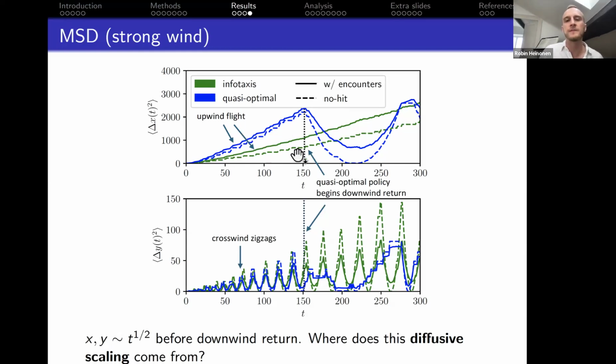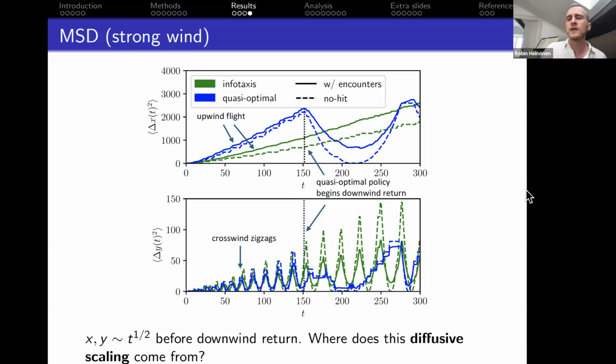And the key feature is as follows. For the first 150 time steps or so, the agent is going to fly upwind. And you can note the characteristic scaling here where x squared goes as t approximately. So we have diffusive scaling in time. And similarly, in the y direction, we have these oscillations, which are characteristic of the zigzags. Again, the envelope of these oscillations approximately goes as y squared as t. I'll also note in passing that at this critical time, the agent begins its downwind return, approximately ballistically. And note the absence of this in the infotactic trajectory, which is otherwise similar. This is the main qualitative difference between the two.